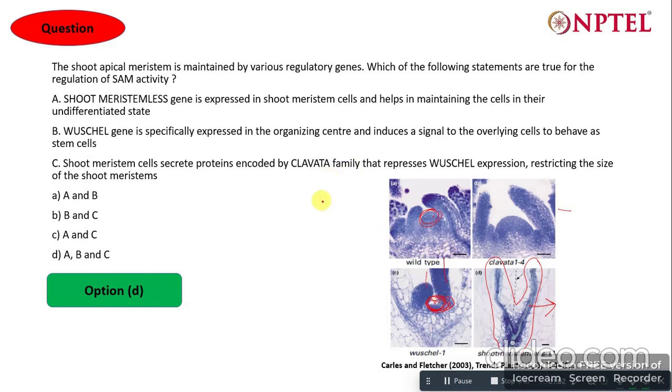The clavata family represses Wuschel expression, restricting the size of the shoot meristems. So this can be seen from the clavata mutants. Okay, so anybody has any doubt in this?